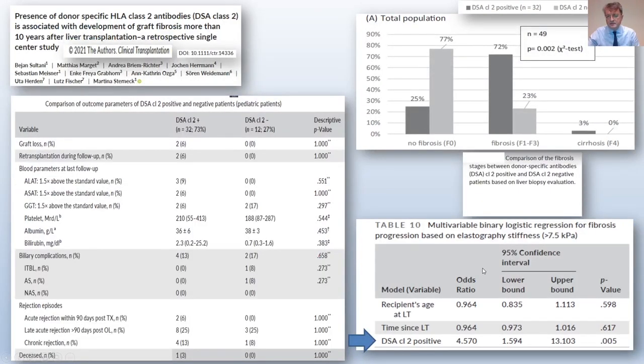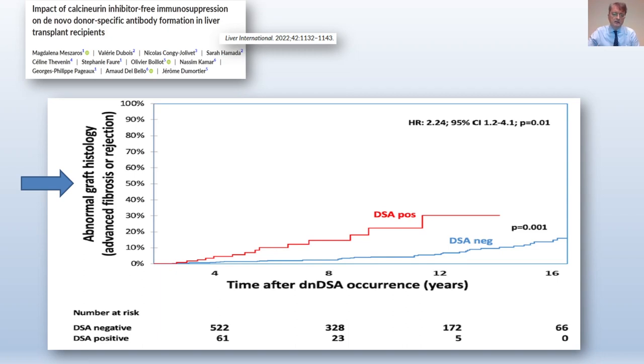However, there is also a message that in patients who are positive, producing DSA class 2, when they are checked long-term with repeated biopsies and also elastography stiffness evaluation, there is a correlation between long-term fibrosis and the presence of class 2 DSAs. This is confirmed in a couple of studies. Here again, the message is that patients who are DSA positive at long-term present abnormal graft histology, advanced fibrosis or rejection over time in long-term follow-up.